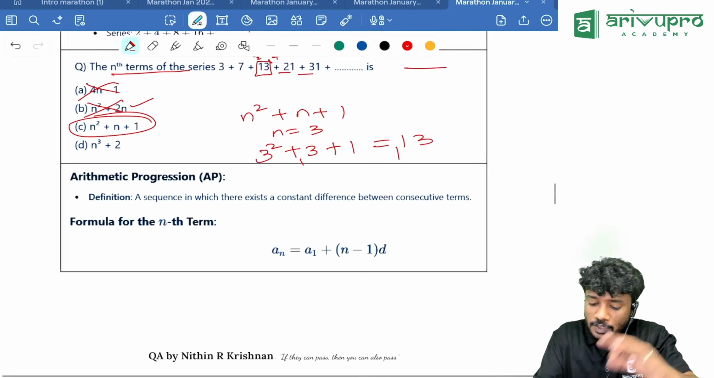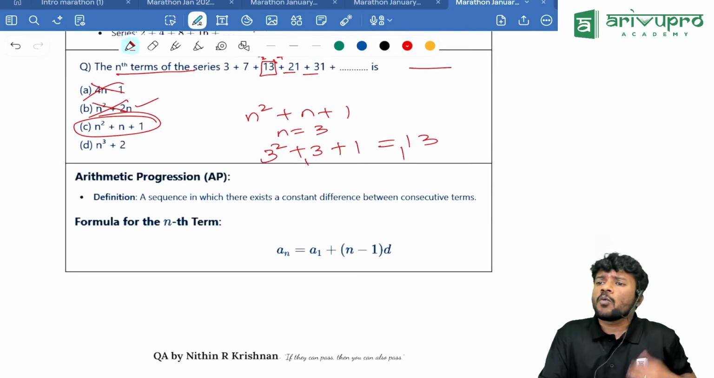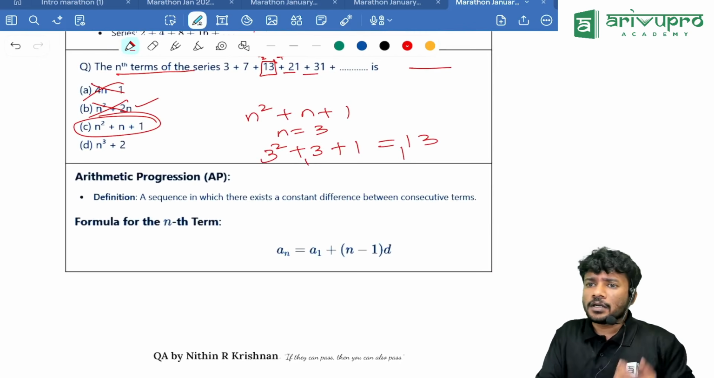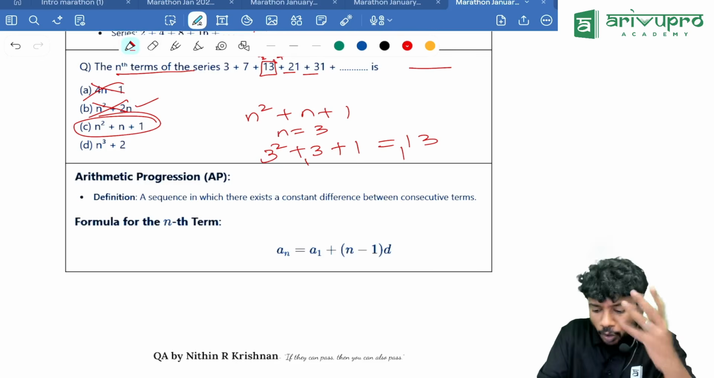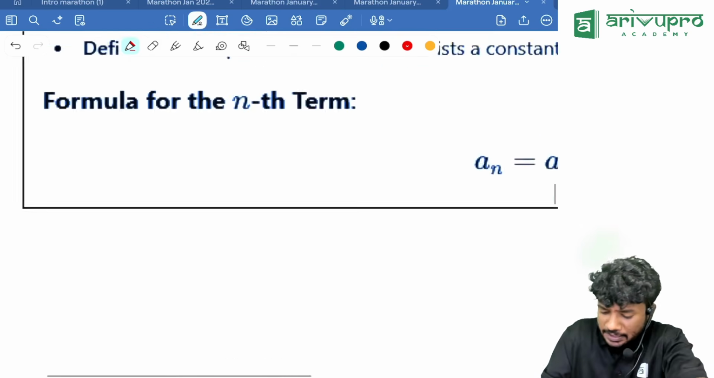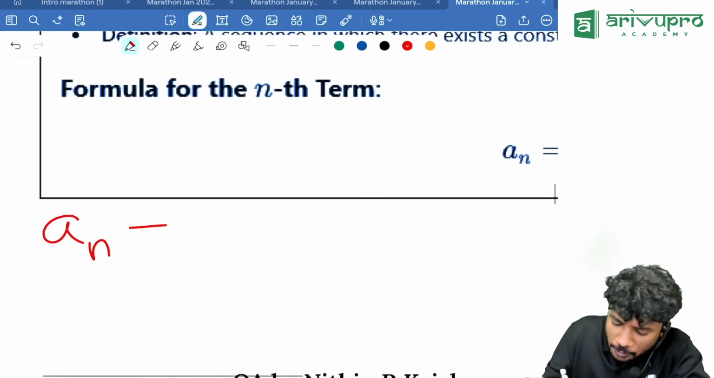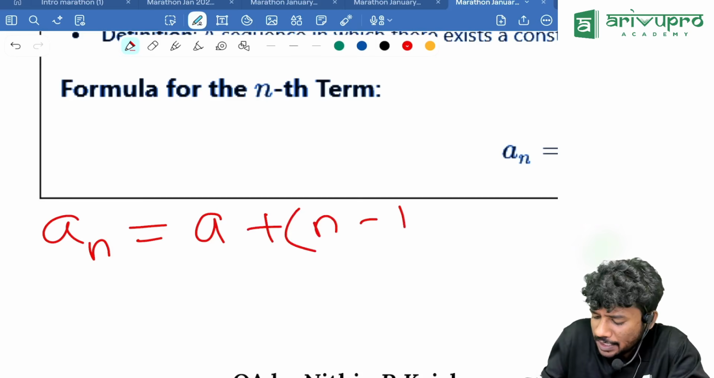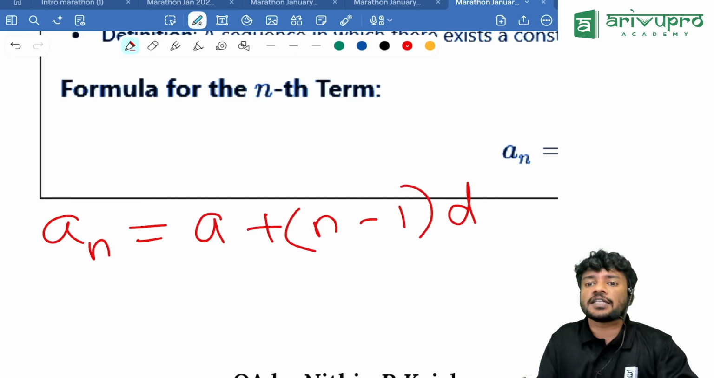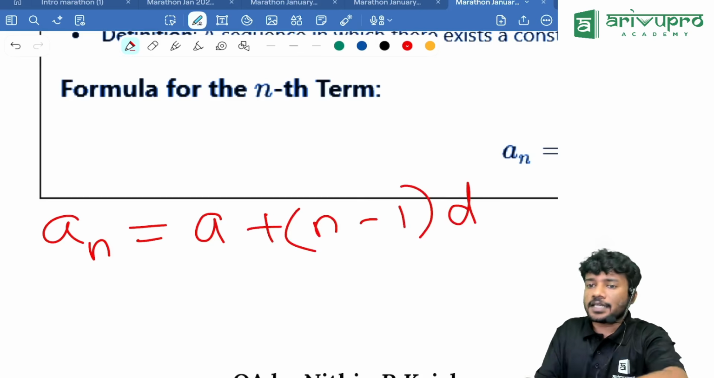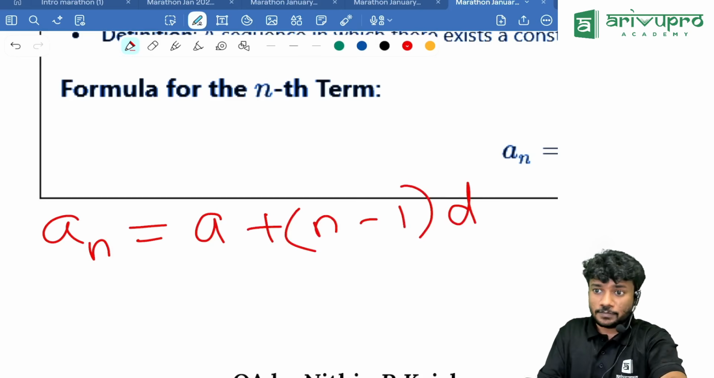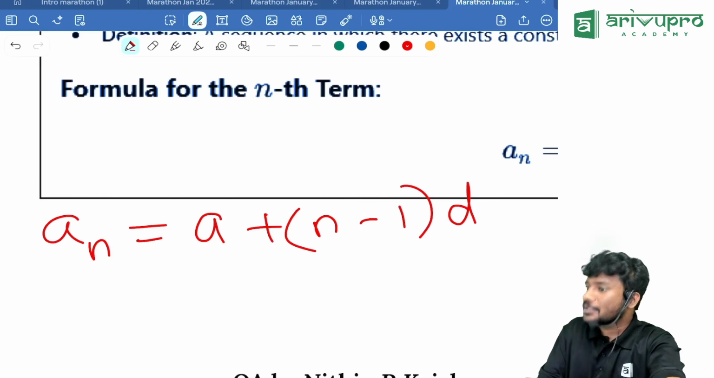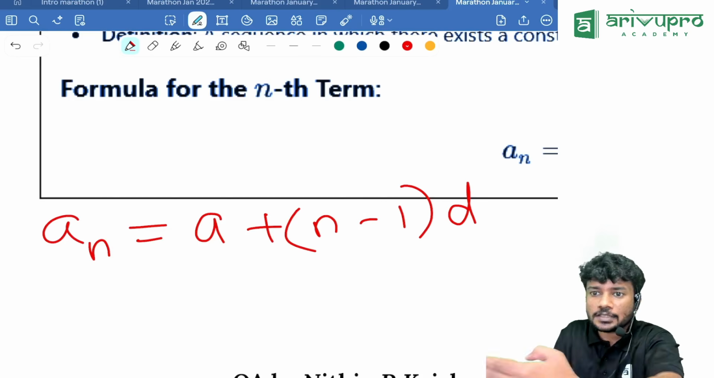Now, nth term of an AP. What do you mean by nth term of an AP? The last term or whatever term we want to find. For example, when I say the nth term of an AP, there is a formula. That is nothing but first term plus n minus 1 into common difference. What do you mean by common difference? Second term minus first term, or third term minus second term, or fourth term minus third term.